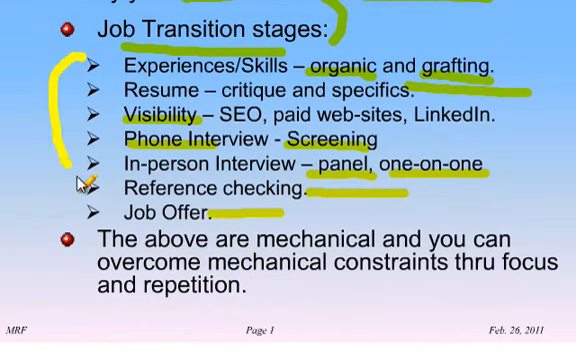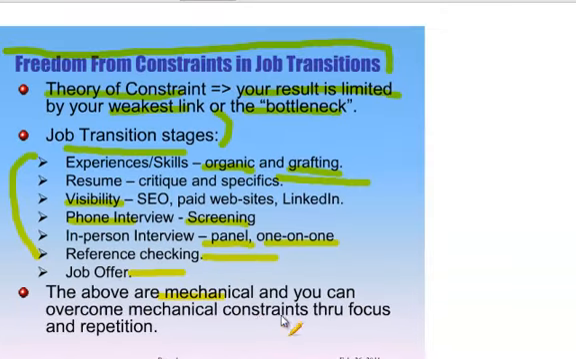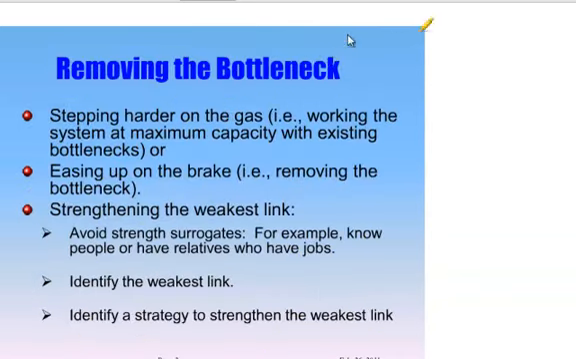So all of these steps are mechanical. We can overcome mechanical constraints through focus and repetition. Okay, so that's just something we do mechanically. Let's go to slide number 2. So we want to remove the bottleneck. Okay, so we talked about various steps.